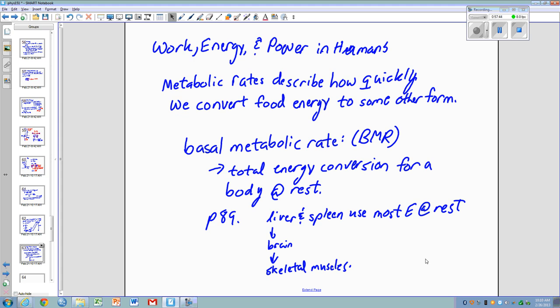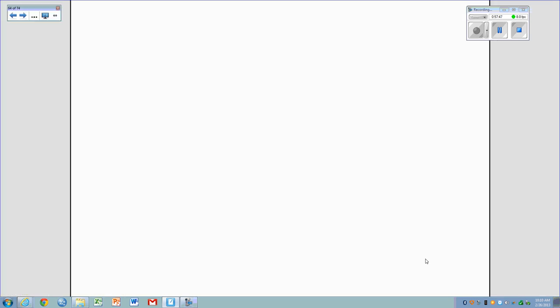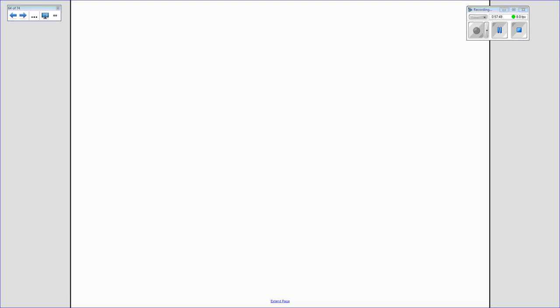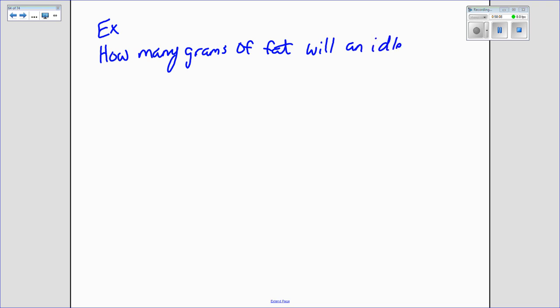Let's do an example. How many grams of fat will an idle person gain in a day by consuming 2,500 kilocalories of food?